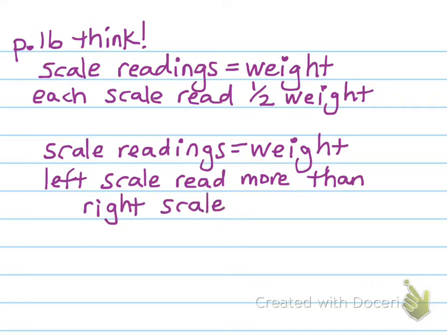So let's say she weighed 100 pounds. In this first instance, if she weighed 100 pounds, each scale would read 50 pounds. In this second circumstance, if she has more of her weight on the left than the right, that she's hanging unevenly, then maybe the left one would read 80 pounds and the right one would only read 20 pounds. The scale readings still are going to add up to her weight. So that was the page 16 think questions. We also want to take a look at the page 17 think questions. And there are 2 of them there.